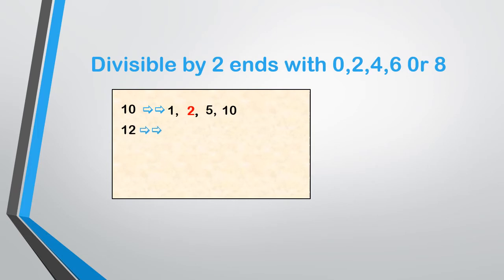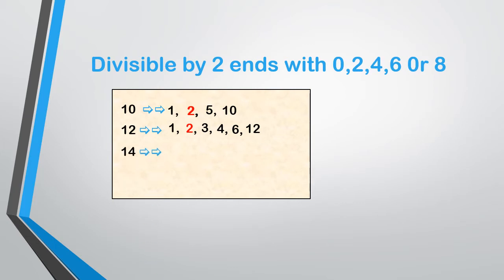Then 12. 12 comes in the 1 table. Then the 2 table. Yes, 6 2s are 12, and 2 6s are 12. So it comes in the 6 table as well as the 2 table. Then the 3 table. Yes, 3 4s are 12. Then 4 3s are also 12. So 3 and 4, 6, then the 12 table.